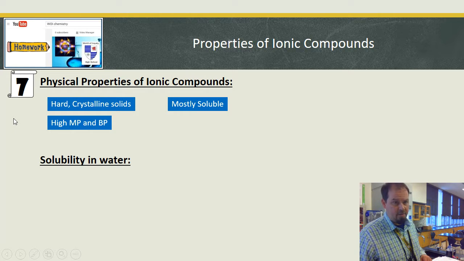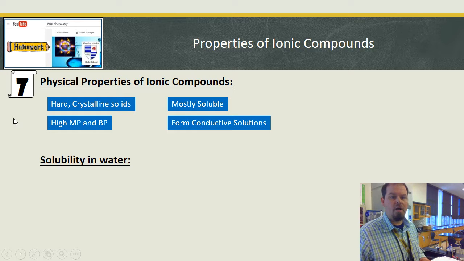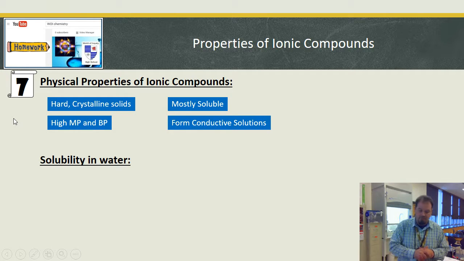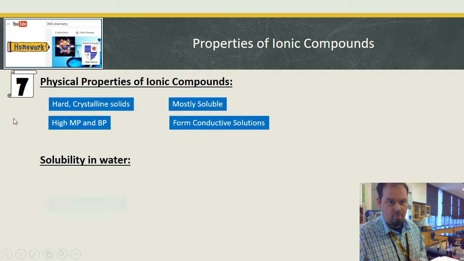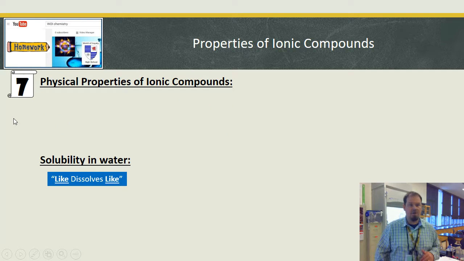They are mostly soluble, and they form conductive solutions. So here's the other big one. Metals were very distinguishable because they were conductive of electricity. Ionics are going to be very distinguishable because when I put them into water and dissolve them, they will conduct electricity, and we'll be able to differentiate that very much.